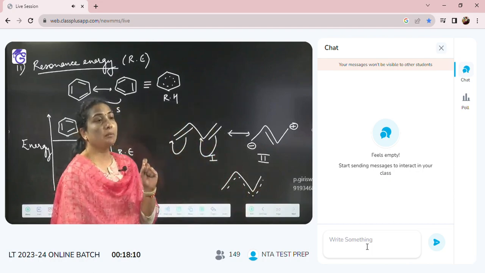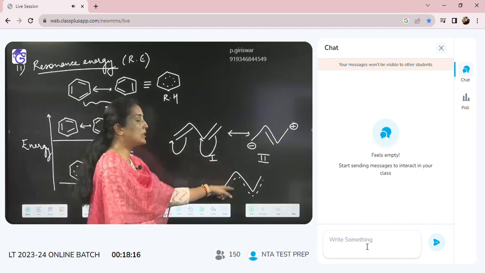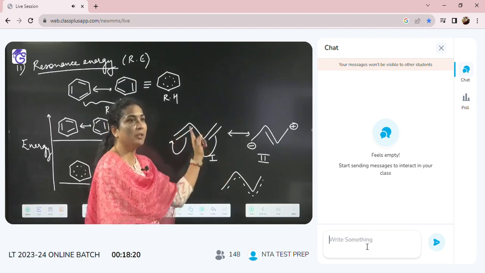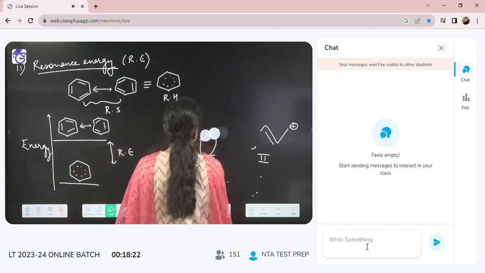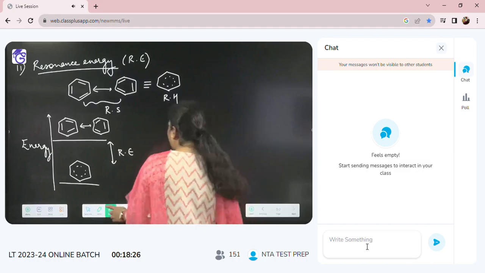So at that time, if I have to define resonance energy, I'll say it is the energy difference between this resonance hybrid and this resonating structure, because it is more stable among these two, right? So hopefully it is clear. Let us write down the definition. I'm writing down the definition beside all this, so please copy down this diagram.